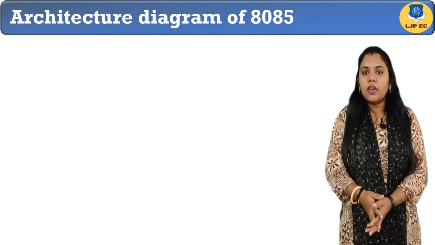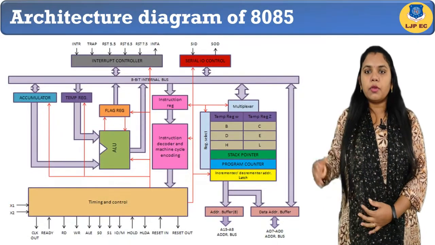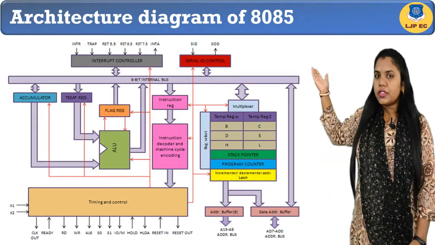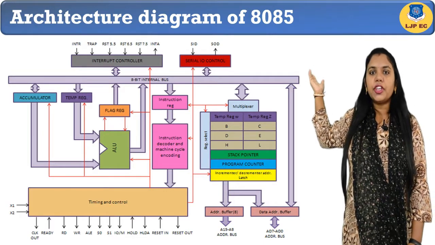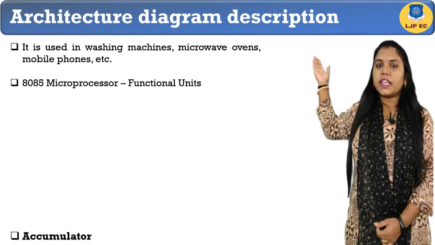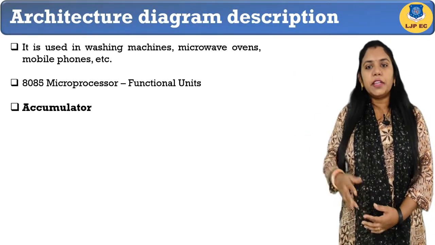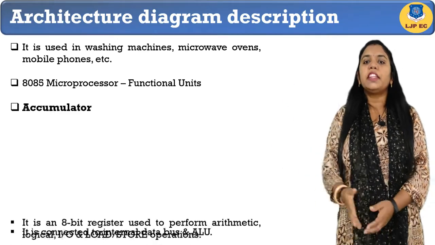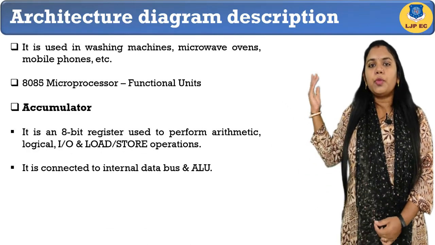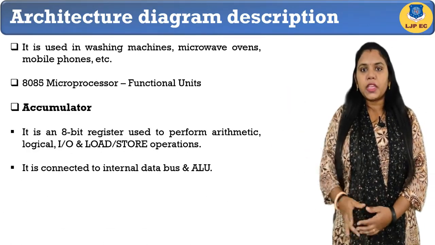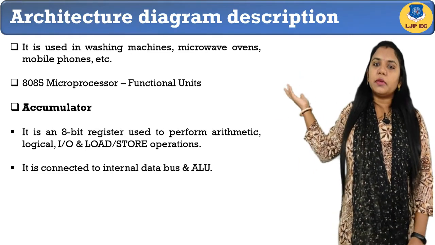It is used in washing machines, microwave ovens, mobile phones, etc. The figure shows the architecture diagram of 8085 microprocessor. The functional unit of each block are, first, the accumulator. It is an 8-bit register used to perform arithmetic, logical, input, output and load store operations. It is connected to the internal data bus and ALU.